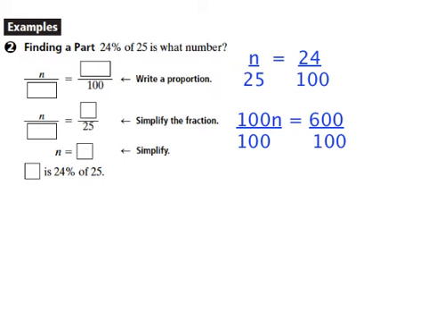Now we're ready to divide both sides by 100. On the left-hand side, we're left with n. 600 divided by 100 on the right-hand side is 6. So 24% of 25 is 6.